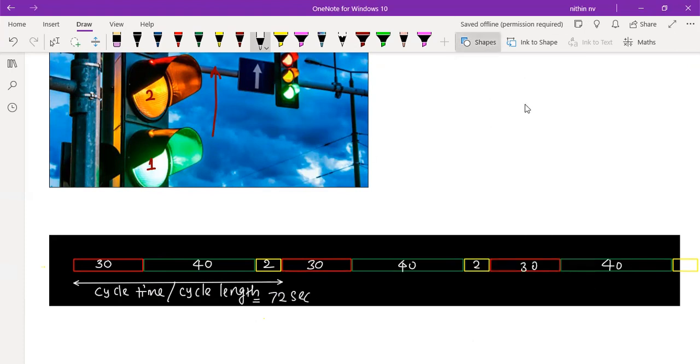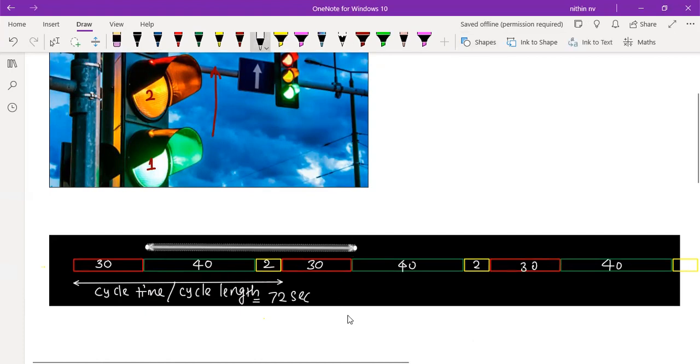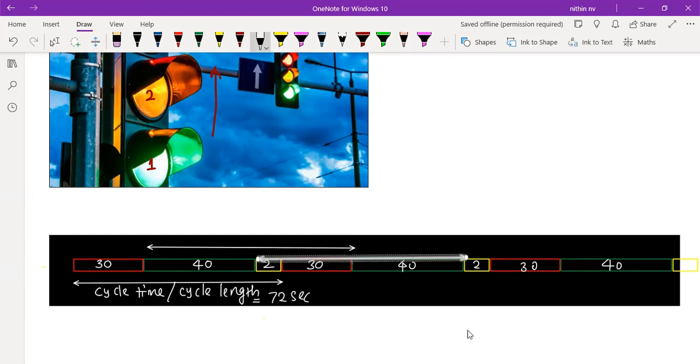But suppose you take it from one green signal to the next green signal, then how much are you going to get? Also 72, 40 plus 2 plus 30. Similarly, if you take the duration from the starting of an amber to the next amber, then also you are going to get the same duration. So from any point to the same point again in the next cycle, you get exactly the same duration. That is called cycle time.